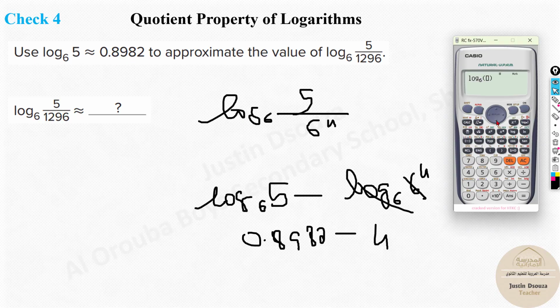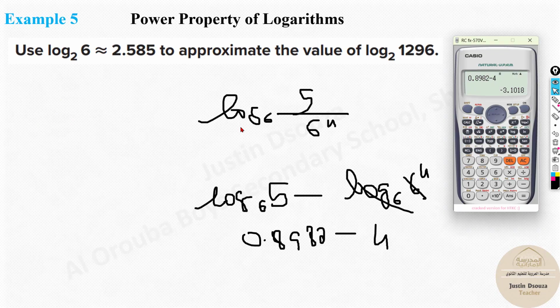Let's do the answer. Log 6 over here of phi divided by 1296, and you're getting the answer minus 3.101. That's it. That's the answer over here. Over here also it'll be the same thing. Let me just do it. 0.8982 minus 4. Here you go. It's the same answer. So this is how we solve these problems.